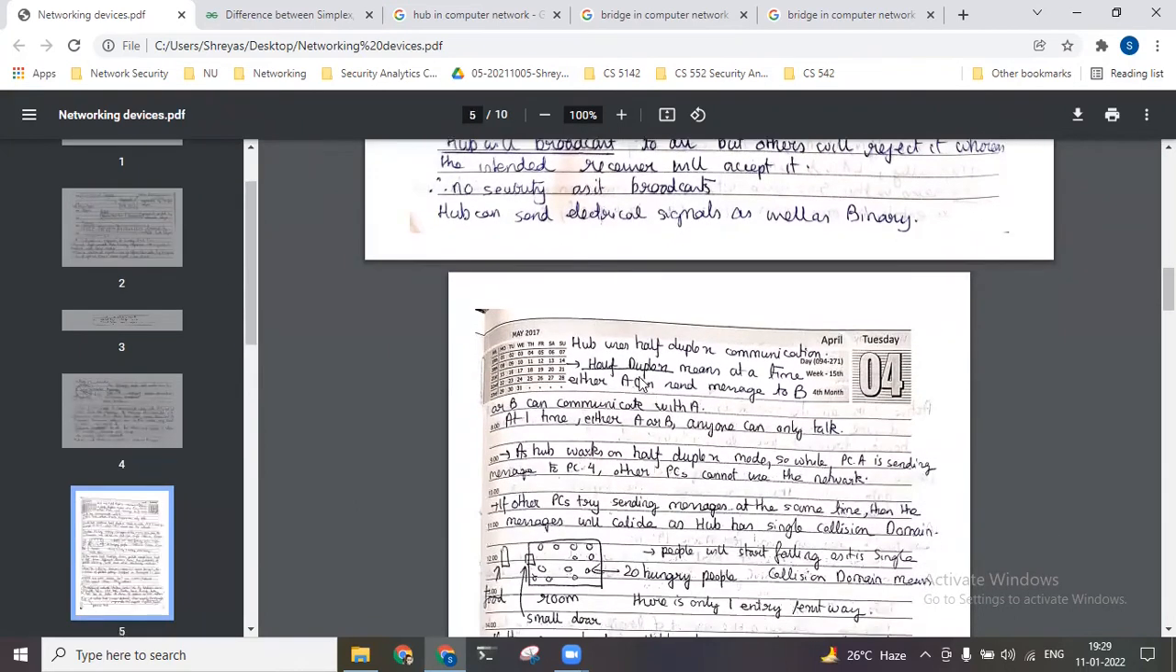Another thing to note here is that hub uses half duplex communication. So what is this half duplex communication? It basically means that at a given point of time, A can send the message to B, or B can send the message to A. They both cannot talk to each other simultaneously. Like suppose I am talking with person B. Once I finish saying one message, then only I can get the message which person B is trying to tell me. Simultaneously, it cannot be bidirectional. It has to be unidirectional, either from A to B or from B to A.